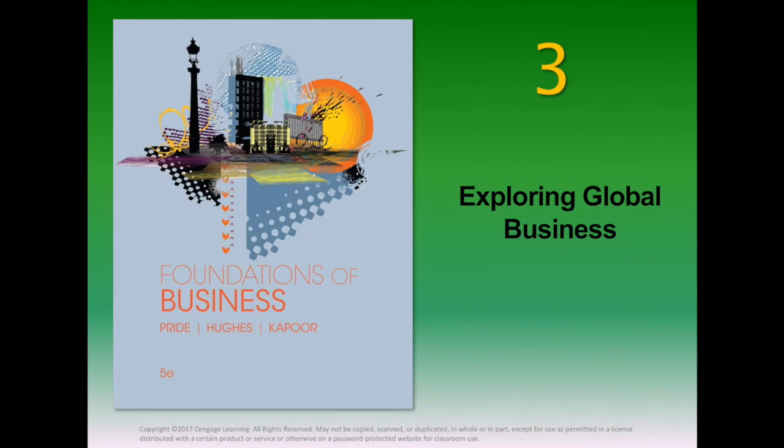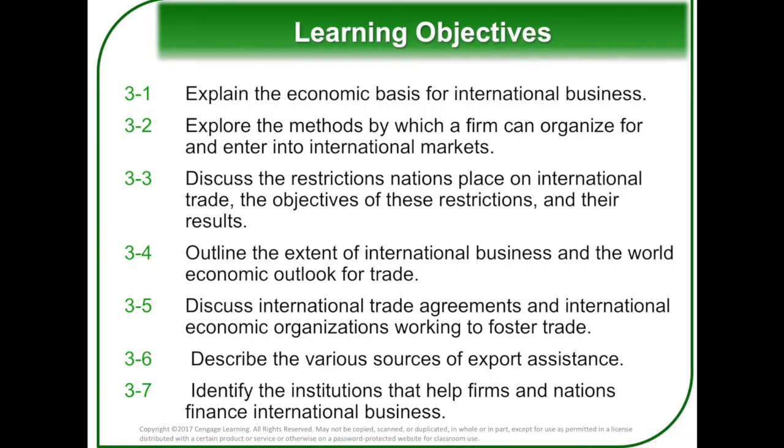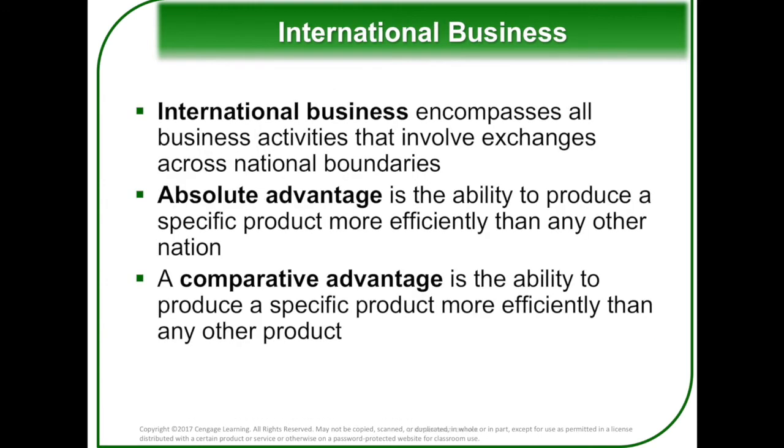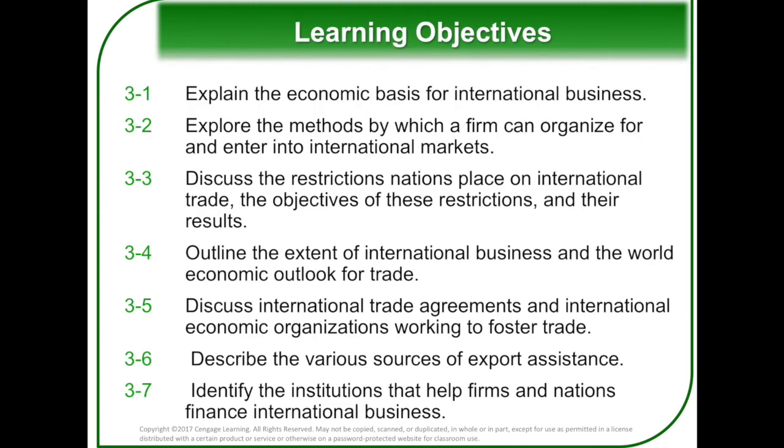Today we're going to look at Chapter 3, which is Exploring Global Business. Chapter 3 has 7 learning objectives. First one, we're going to learn how to explain the economic basis for international business. Secondly, explore the methods by which a firm can organize for and enter into international markets.